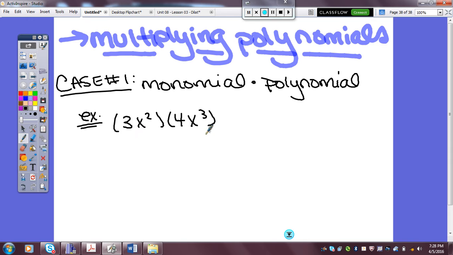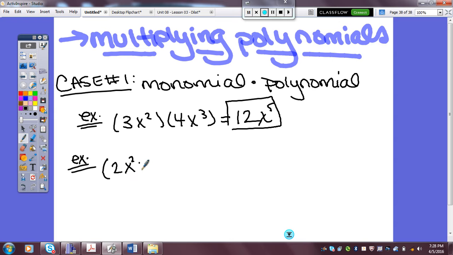Notice I'm multiplying these 2 monomials, which are 3x squared times 4x cubed, because there's no operation right here. Whenever there's an invisible operation, it's always assumed to be multiplication. So how I'm going to do this is just like law of exponents, which is the test you took last class. Multiply your coefficients. 3 and 4 make 12. And then I have x squared and x cubed, which make x to the 5th.